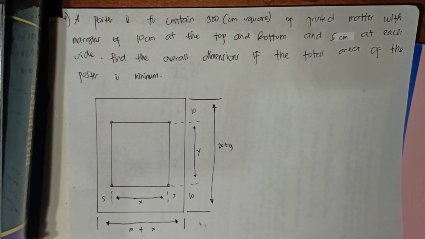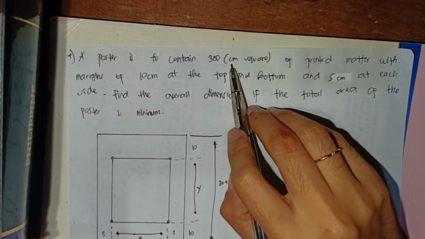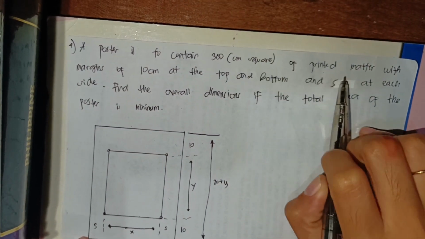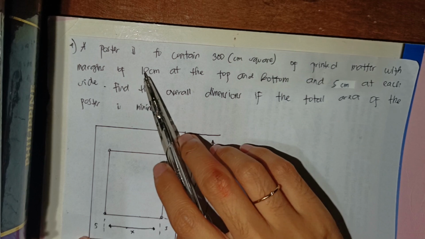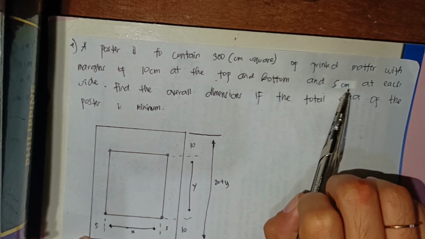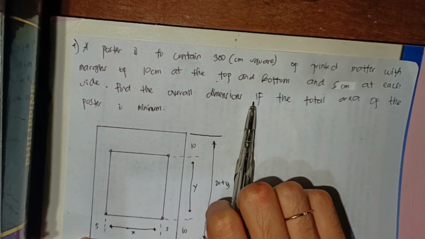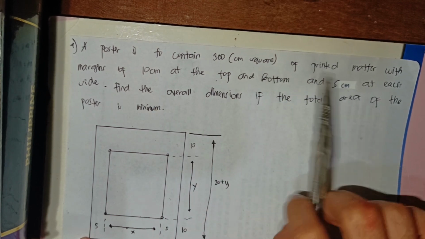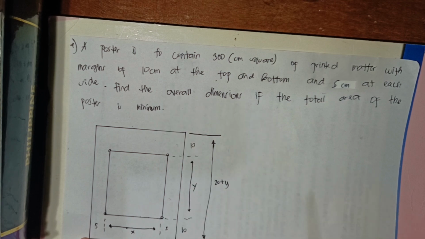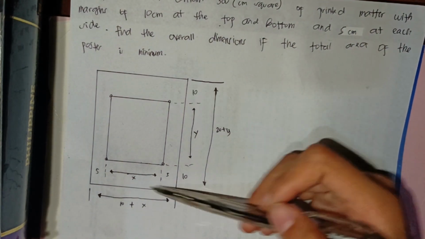Next problem: a poster is to contain 300 cm square of printed matter with margins of 10 cm at the top and bottom and 5 cm at each side. Find the overall dimensions if the total area of the poster is minimum. So, here is the illustration of the poster.